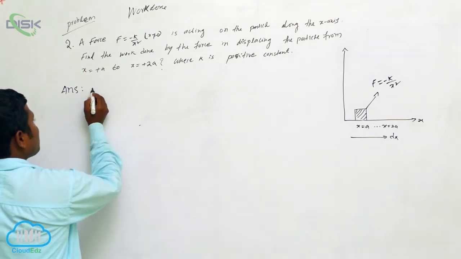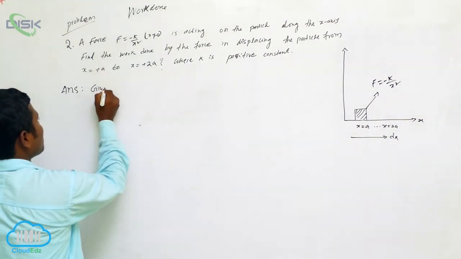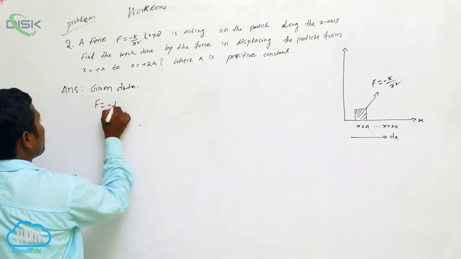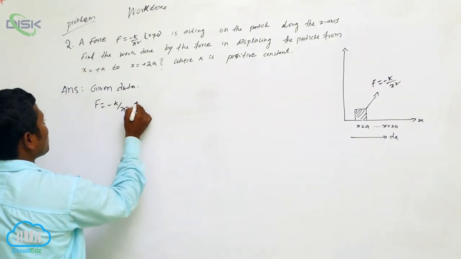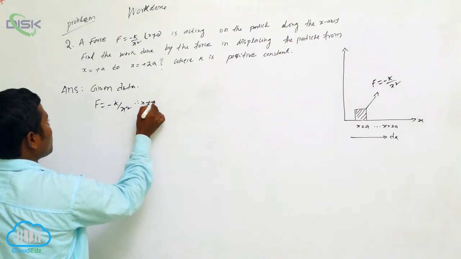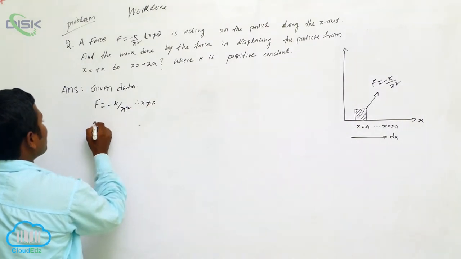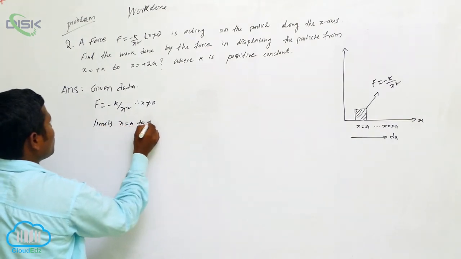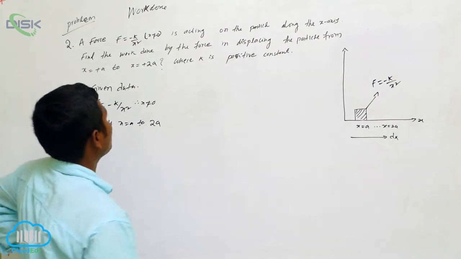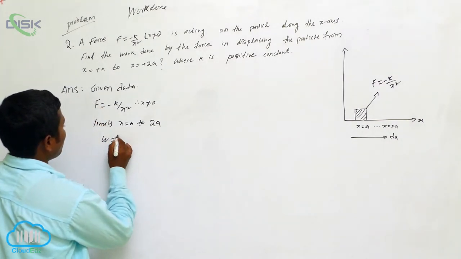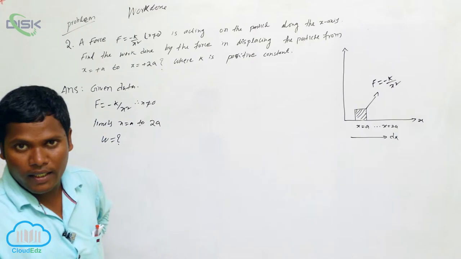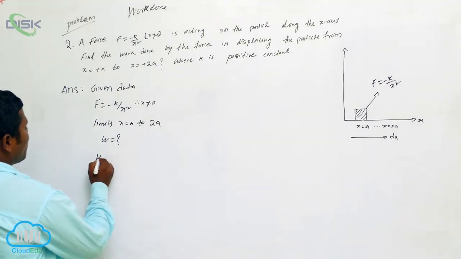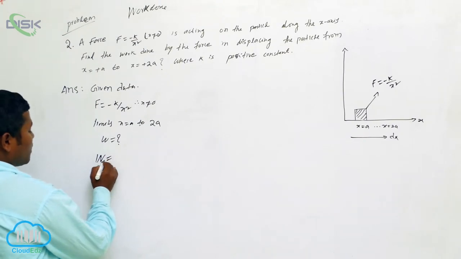So first, the given data. What are the things that are given? F is equal to minus K by X square, X not equal to 0. Next, what is given? Limits, X is equal to A to 2A. What else is given, and what is asked? W is asked. Like that you have to identify each and everything. Then, what is the formula for work?